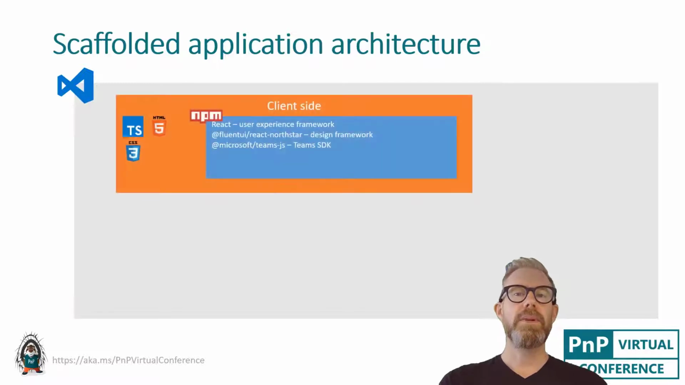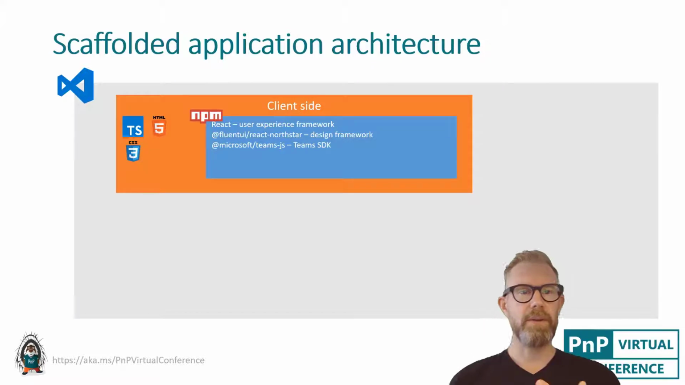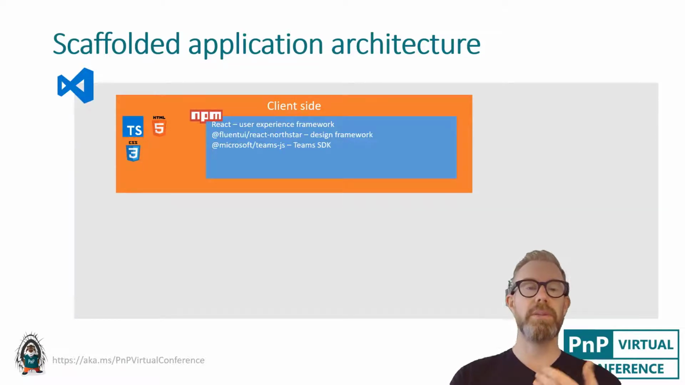And first of all, it creates some client-side code. All this is React code. We're using the Fluent UI React North Star as the design UX framework. We also use the Teams.js SDK for the Teams interaction. And this is all TypeScript, HTML, CSS, SASS, etc., and NPM components for the client side. So this will create a JavaScript file for you running the client-side things in a tab, for instance, and configuration for message extensions and task modules and whatnot.